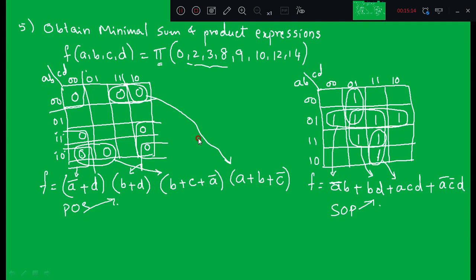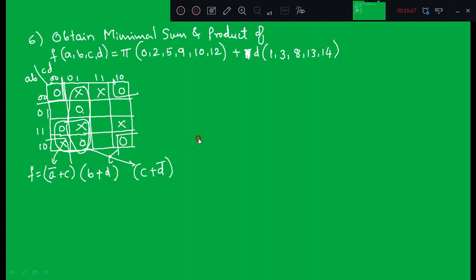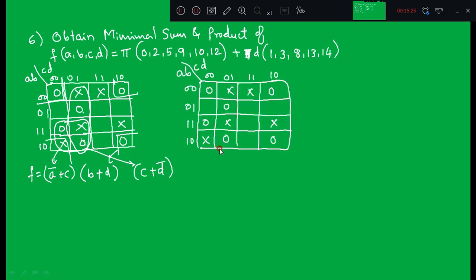So just check one more. Is it possible to group one more way? Just check. So is there any other way to group these max terms? Let us check. Okay, so if you just verify if you have worked on it. Okay, the first grouping is this four corner grouping. So what is the expression? That second expression will remain same, that is B plus D. B plus D will remain same.